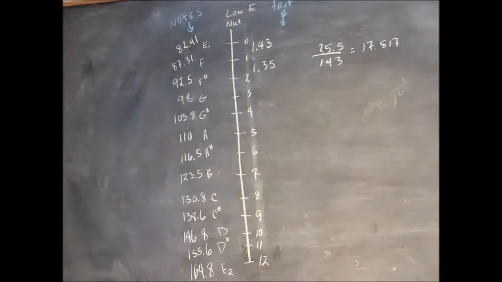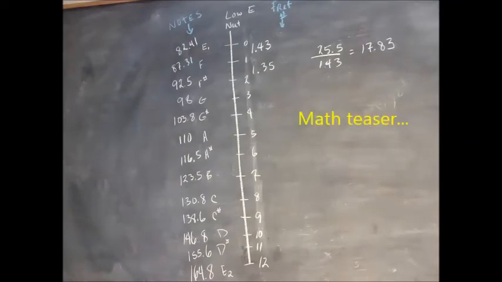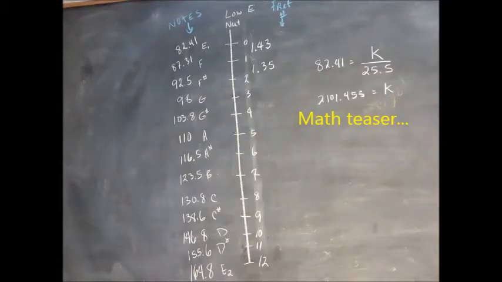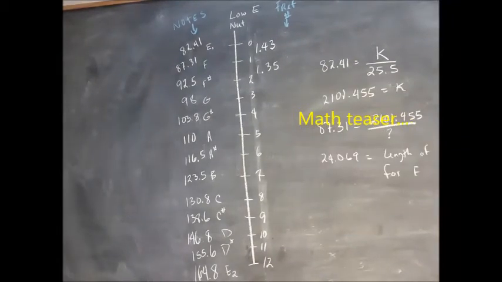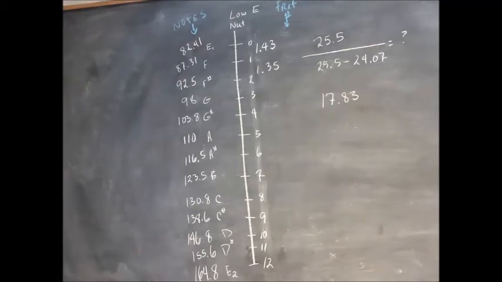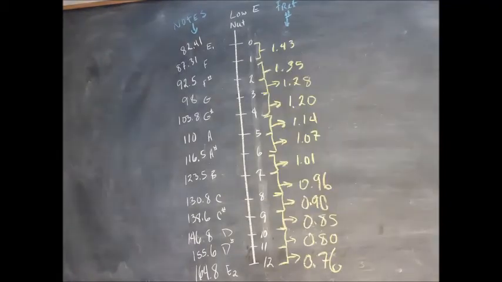That's all fine and dandy, but I'm a little curious where that 17.817 comes from. Turns out that when I do the math, I think the ratio should be 17.83. But we'll get into that a little bit later. In the meantime, I went ahead and calculated all the fret distances, and here they are.